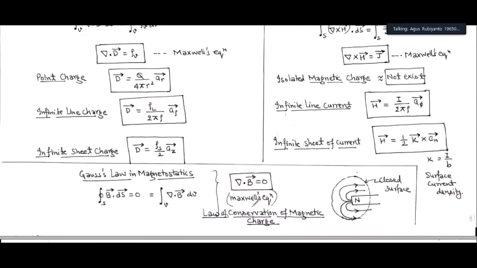So according to this, we can use a relationship between a closed surface integration and volume integration, that is the divergence theorem. So it is equal to the volume integration of divergence of B vector dV. And this is also equal to 0, so we can write divergence of B vector equals 0, and this is another Maxwell's equation. In magnetostatics, the magnetic flux lines are always closed, so there is no divergence of B vector. So divergence of B vector equals 0, and this is called the law of conservation of magnetic flux.